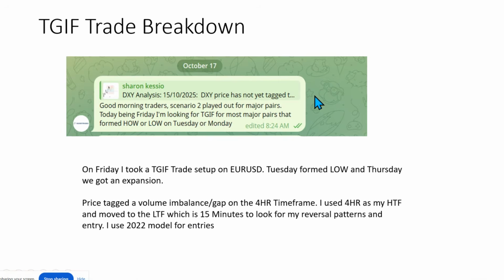So on Friday, I took a TGIF trade on Euro USD and I updated my community members. I told them that I was expecting TGIF setups for major pairs. So Euro USD, we formed the low of the week on Tuesday, and on Thursday we also got an expansion. So of course that qualifies for a TGIF on Friday. I used 2022 for entries. So let's just move to the charts and see.